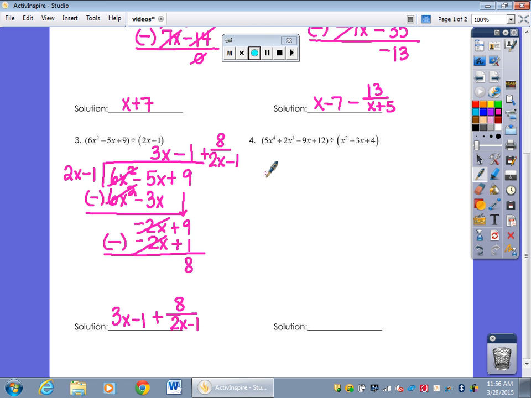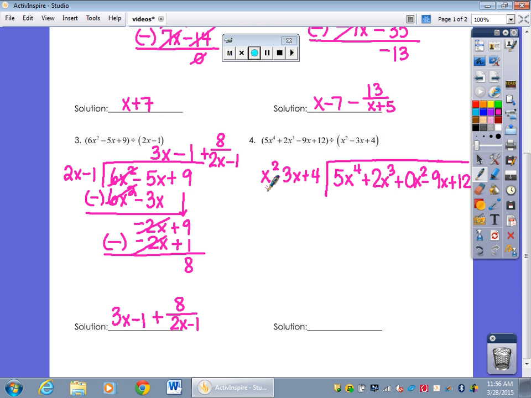All right, the next one, we have x squared minus 3x plus 4. We are putting that into 5x to the 4th plus 2x to the 3rd. I'm going to put the placeholder for the x squared to remind myself that I have that there, and then minus 9x plus 12. Anytime that it skips a term in the problem, you want to put a 0 there so that you remember that there is that x squared term there. There just are none of them, so we put a 0 in front.